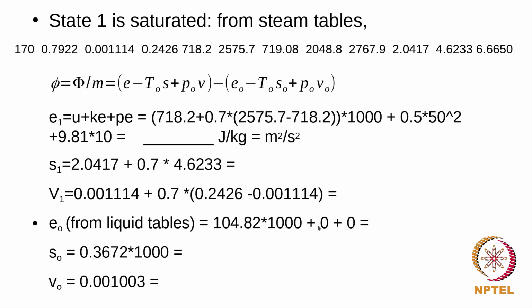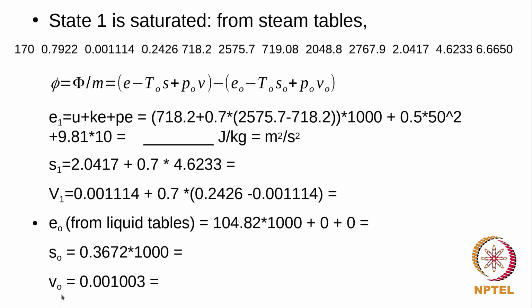At the dead state, I know that the steam should be on the ground, so potential energy at the dead state is 0. I need kinetic energy at the dead state. I know that kinetic energy at the dead state should be 0 because the substance should be at rest. So these should also be 0. So I would get the value here as 10482.